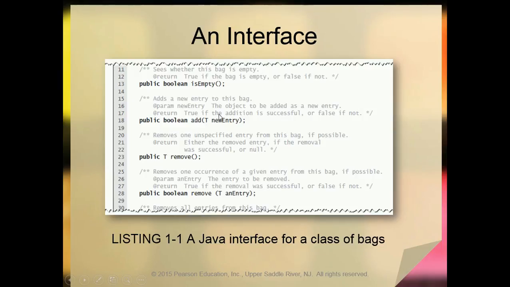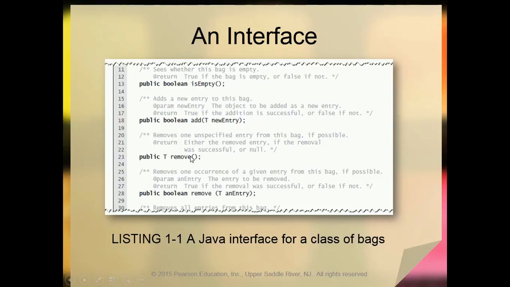Additional methods that we want to prototype in our interface: isEmpty, and add. In this particular case, the object to be added as a new entry is of type T. Return true if the addition is successful, false if not. So here's the prototype for adding a particular instantiated object.